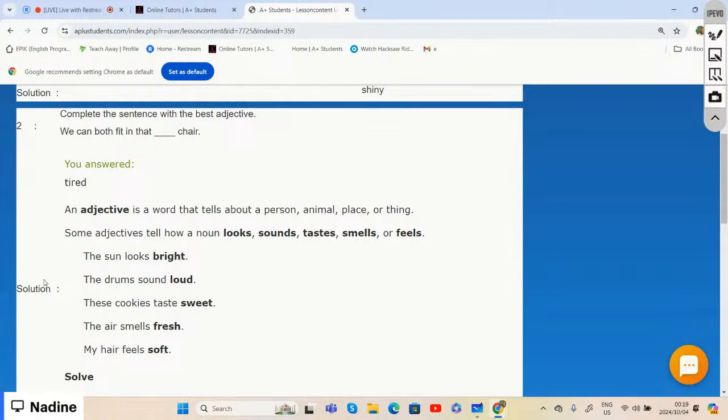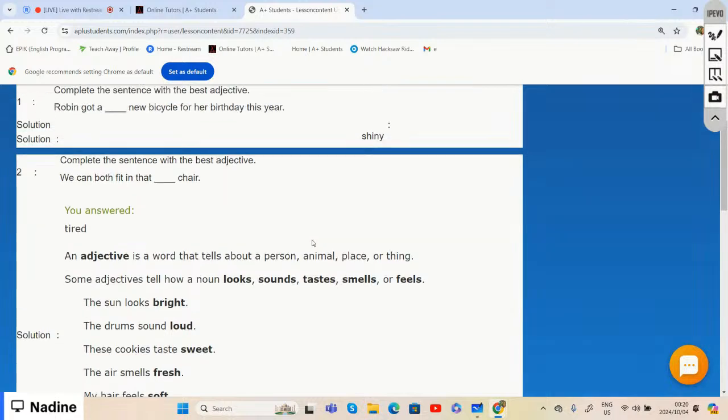We can even say comfortable. We can maybe say something feels comfortable, right? That is how we can maybe use the comfortable. So, yes, comfortable is correct. And we said when it comes to senses, right? We said some of our adjective tells us how a noun looks, sounds, tastes, smells, or feels.